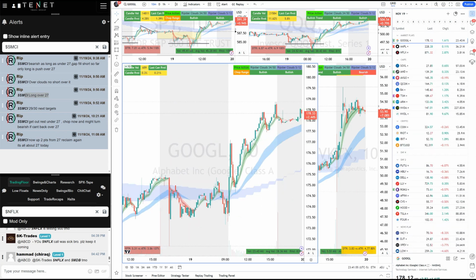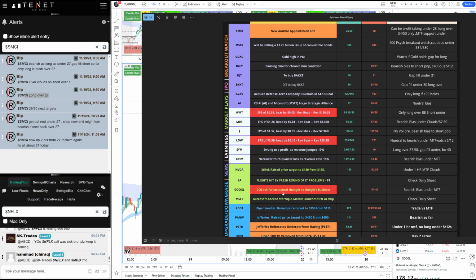All right, next one I want to recap Google. So Google was a special play today. Let's see why. If you see in the game plan, Google had bearish news. DOJ said they want to take the Chrome out of it. So it was bearish under the MTF. So that was my bearish bias. These were my two levels.